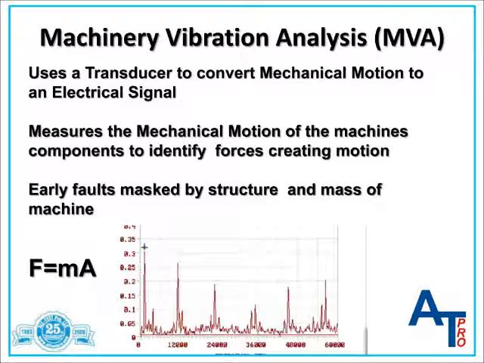Machinery vibration analysis relies on the mechanical forces created inside the rotating machine to cause the casing of the machine to respond to the applied force. According to Newton's second law of motion, force equals mass times acceleration. The mechanical motion created by the internal forces is measured by a transducer, which converts this mechanical motion to an electrical signal. The vibration instrument performs a fast Fourier transform on the transducer signal to determine the frequencies of measured forces. Therefore, with MVA, the ability to identify developing faults is limited by the machine's design, mass, and structure.